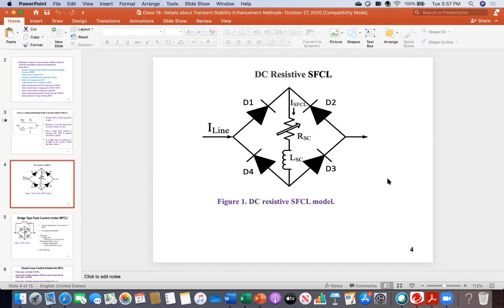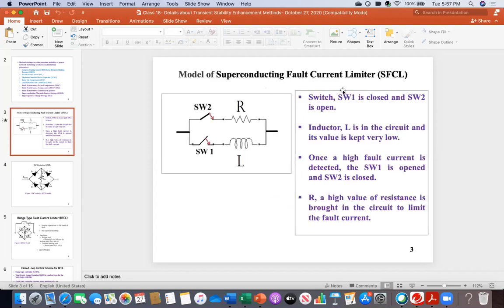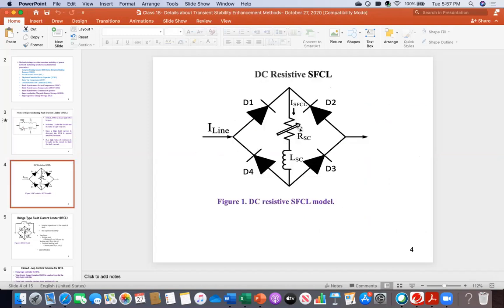Okay. So at this point, at least everybody understood the difference between that DC resistive SFCL versus this one. Here, in both, you have to maintain superconductivity, you need a refrigerator, and there is AC loss. Here the difference is that there is no AC loss, but of course there is the refrigerator cost.